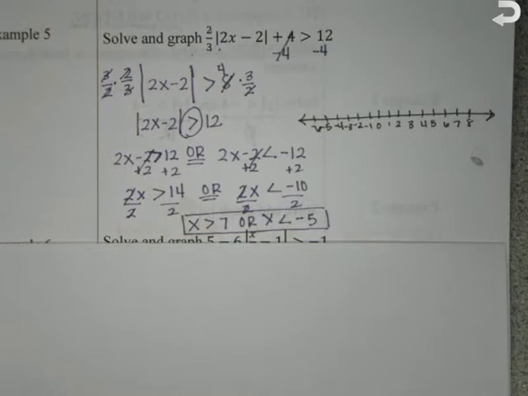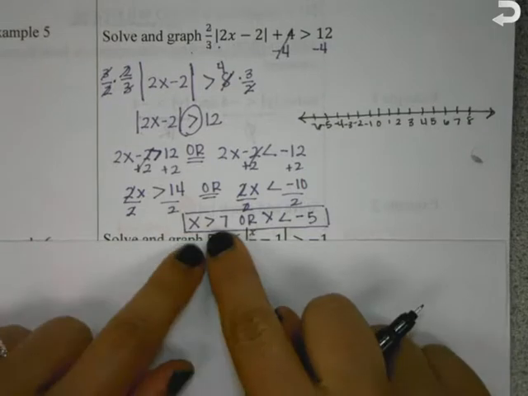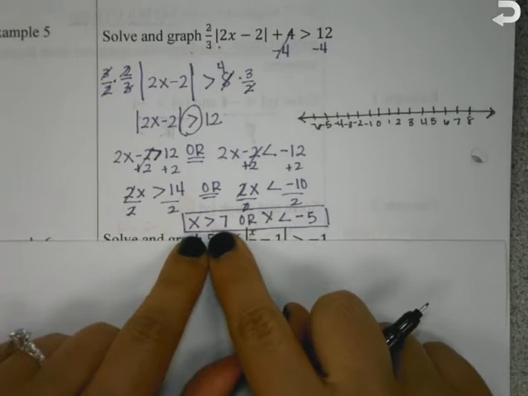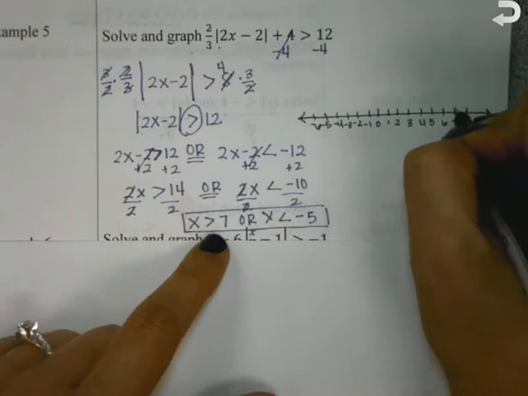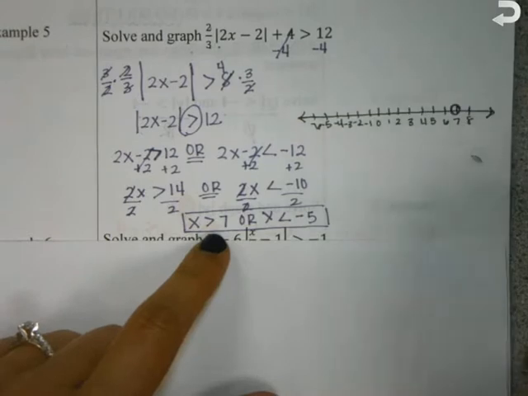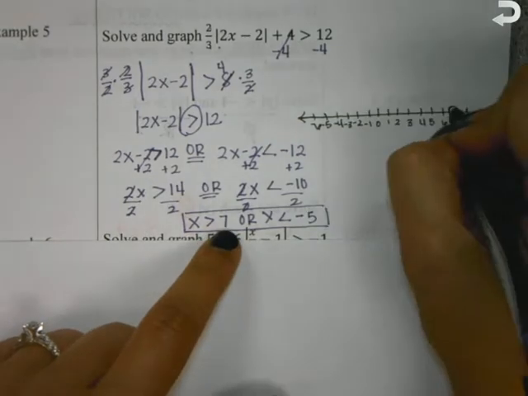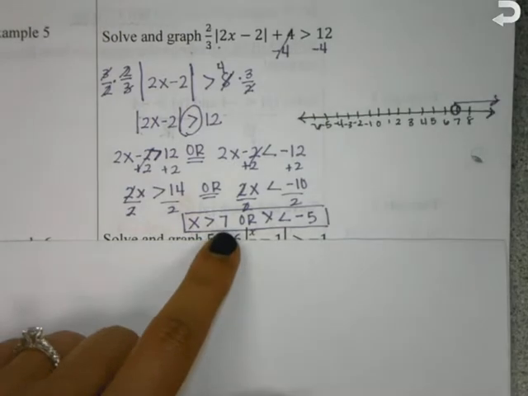The next part is x less than negative 5. So I know I have an open dot at negative 5, and since it's less than, I'm going to be going to the left. So I have 2 arrows going in opposite directions, so that's what the graph of this one looks like.